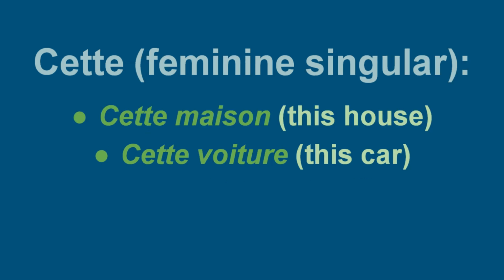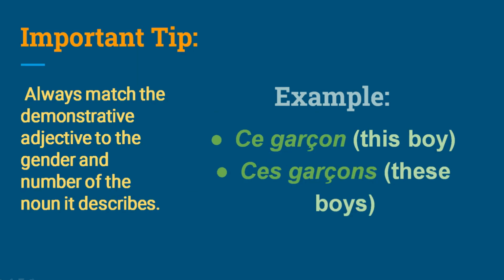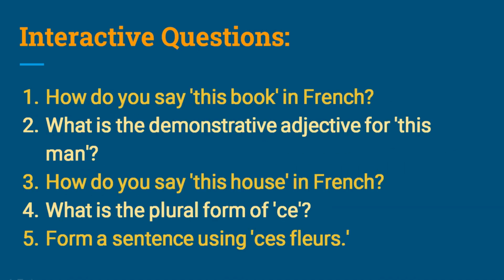Cette, feminine singular. Cette maison, this house. Cette voiture, this car. Ces, plural for both masculine and feminine. Ces livres, these books. Ces fleurs, these flowers. Important tip: always match the demonstrative adjective to the gender and number of the noun it describes. Example: Ce garçon, this boy. Ces garçons, these boys.